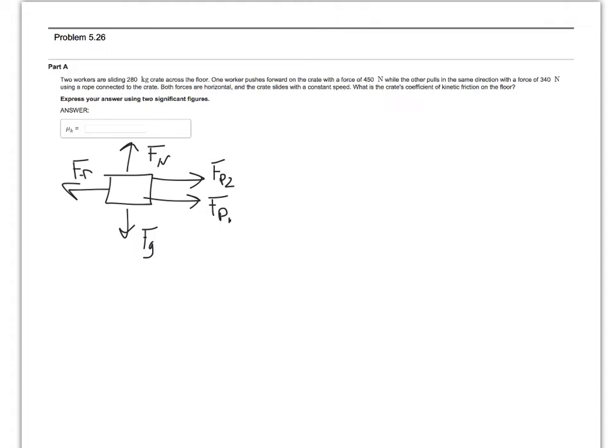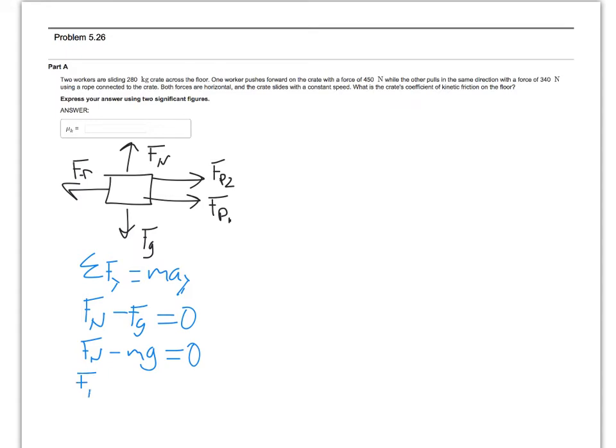As always, I'm going to set up my F equals ma in the x and the y direction. So in the y direction, I have Fn minus Fg, and that's going to be equal to 0 because I don't have any vertical acceleration. So I have Fn minus mg equals 0, substituting that in for my force of gravity. So my normal force is simply equal to 280, my mass, times 9.8, which is g.